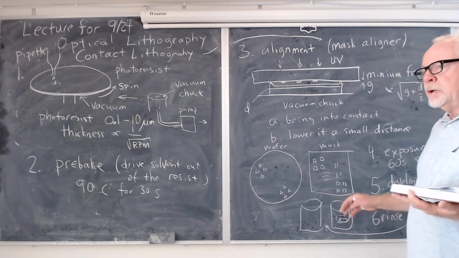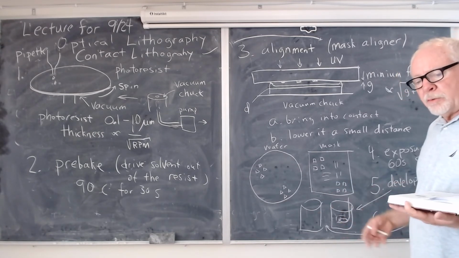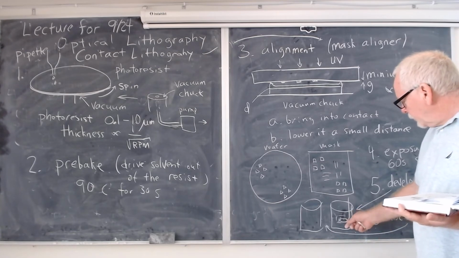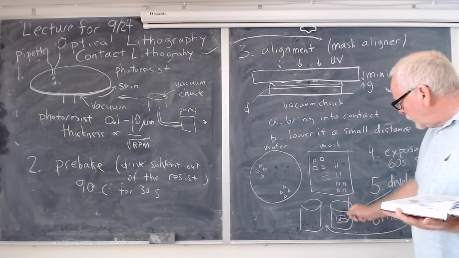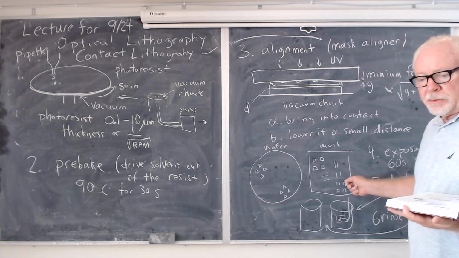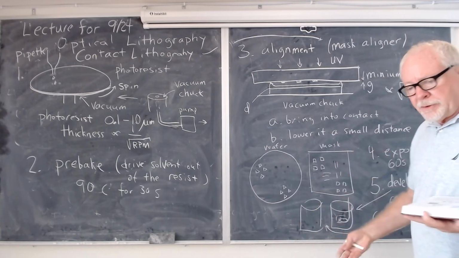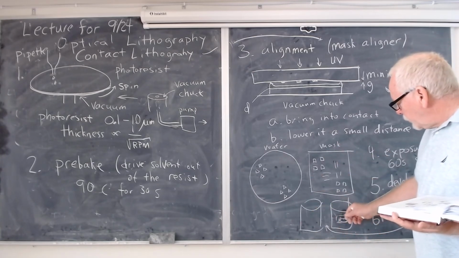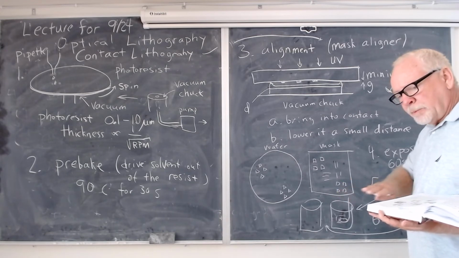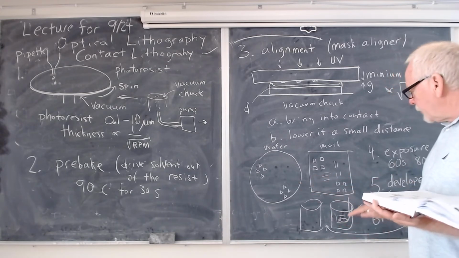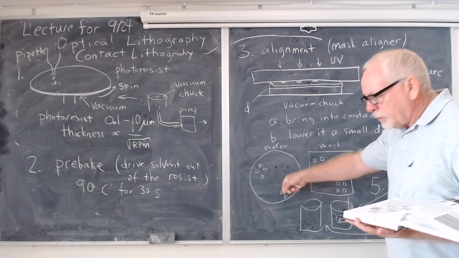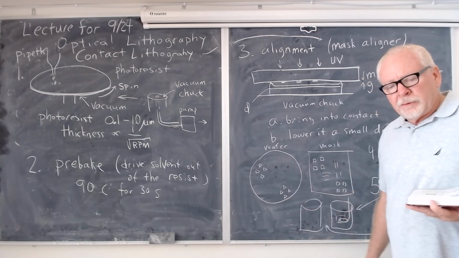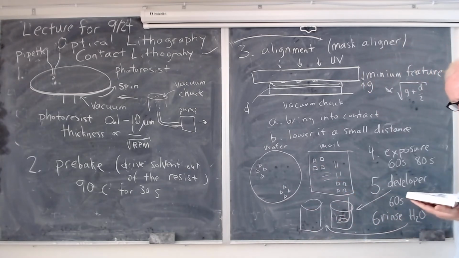And you sort of work out what you're most comfortable with, but what you don't want to have happen is that when you remove it from the developer, it dries out, because that'll leave a film of material. So however you do it, when you pull it out of the developer, you want a bead of developer still on the surface before you either put it in running water or in your beaker of deionized water.